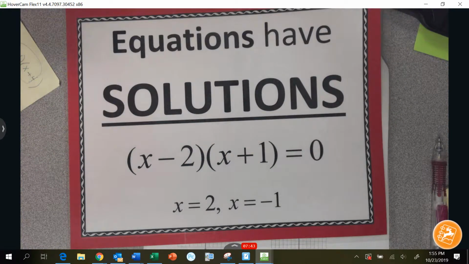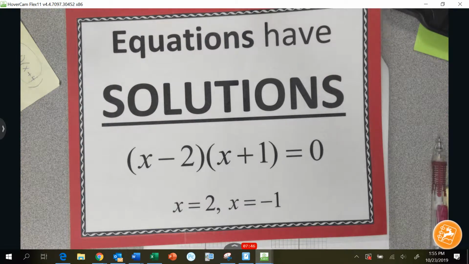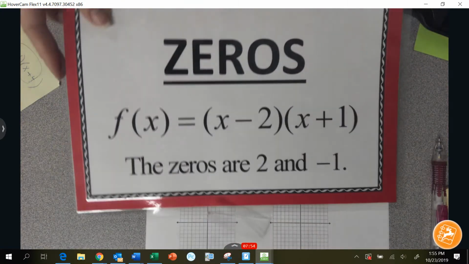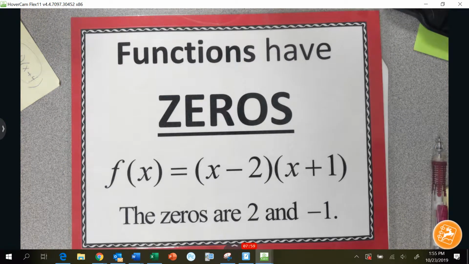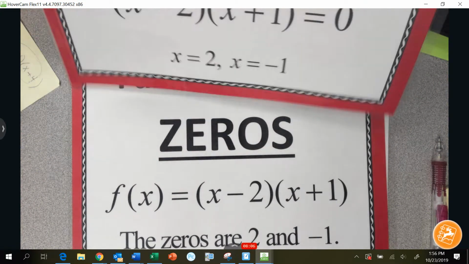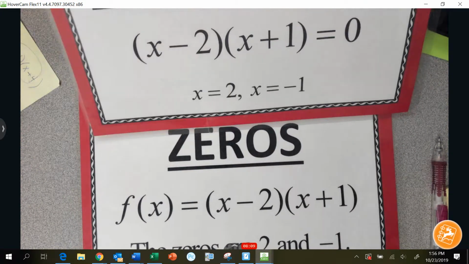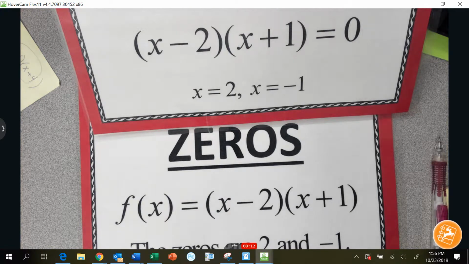Okay. And then my fourth one is functions. Functions have zeros. What makes this one a function compared to the f of x? What did you say? They have a y? Kind of. It's in the form of f of x, but yeah, it could be a y. No, you're totally right.